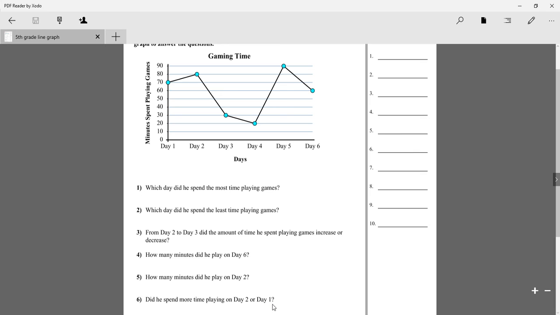Did he spend more time playing on day 2 or day 1? Day 2, right? Because he spent 80 minutes on day 2. He spent 70 minutes on day 1. So 80 is greater than 70, so he spent more on day 2. So I would say that this is not too hard of a concept. It's pretty straightforward as long as you understand how to read the graph. There's not really too much to it.